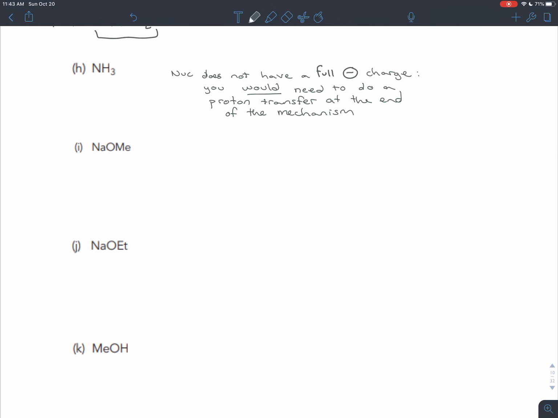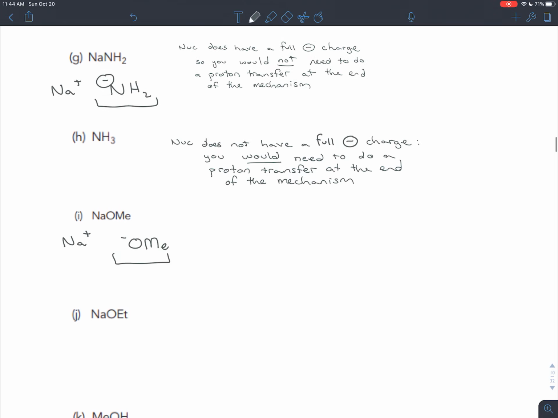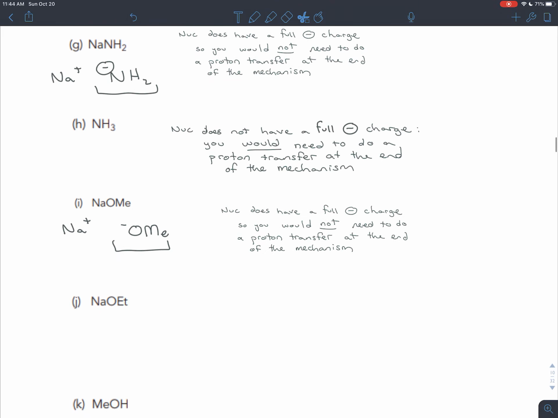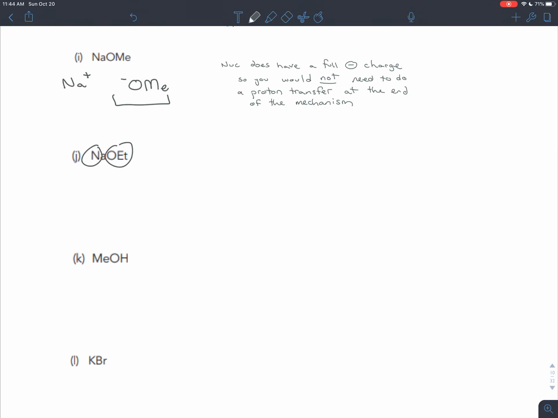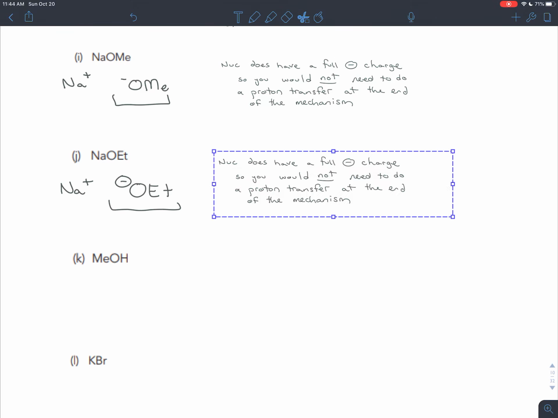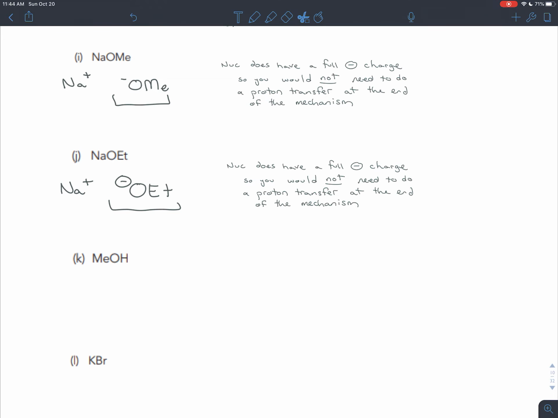In this next case, we have a metal and nonmetals, so that's an ionic compound, so this is really Na+ and OMe-. Me is a methyl group, so that's really like a CH3. So in this case, the nucleophile does have a full negative charge. And because the nucleophile has a full negative charge, you would not need to do a proton transfer at the end of the mechanism. In this next example, we have a metal and nonmetals, and so this is really an ionic compound. We have Na+ and OEt-. So the nucleophile does have a full negative charge. Because the nucleophile has a full negative charge, you would not need to do a proton transfer at the end of the mechanism.